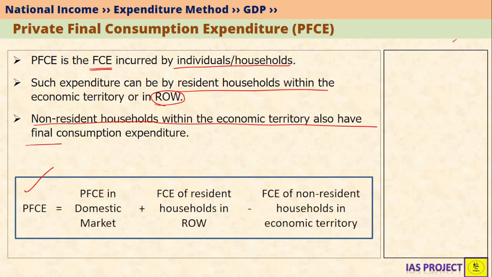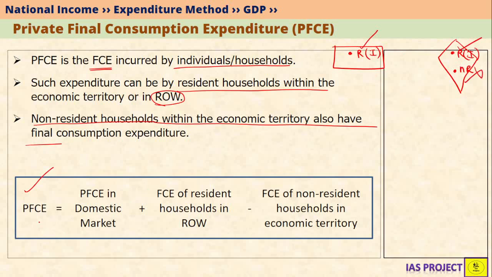Let's try to understand this again with the example of India and USA. This is India, this is USA. In India, we have residents of India. We also have some people who are non-residents of India. In USA and in other countries, we have residents of India who are working there, for example, software engineers and companies. All these three entities, that is residents of India, residents of India in the outside world, that is rest of the world, as well as non-residents who are present in India, are having final consumption expenditure. So when we are calculating final consumption expenditure for the Indian economy, we need to add this and we need to add this also, but we have to remove this.